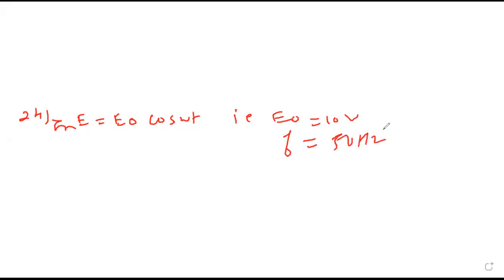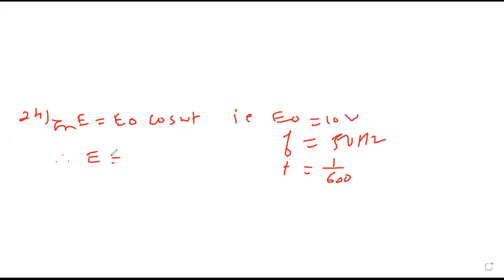The alternating EMF is given by E equals E0 cos omega t. The peak value of the alternating EMF is 10, that is, in this equation E naught is 10 volt, and its frequency is 50 hertz. At time 1 upon 600 second, what is the instantaneous value of EMF?